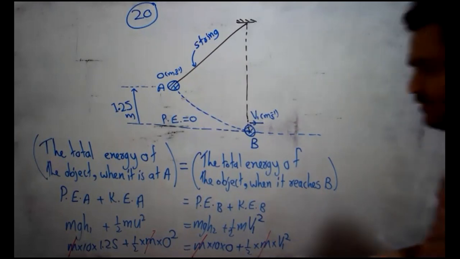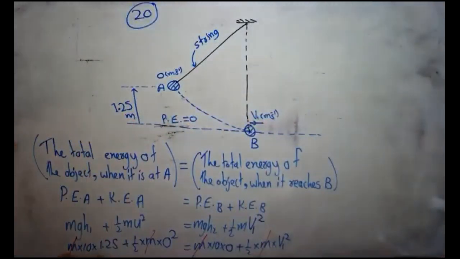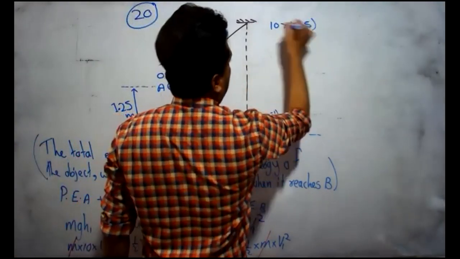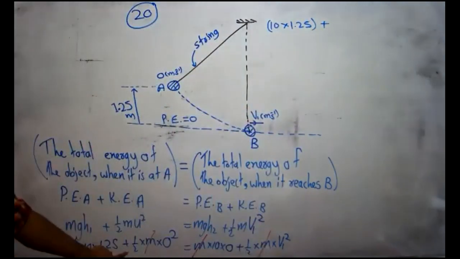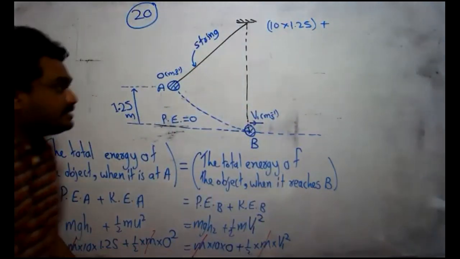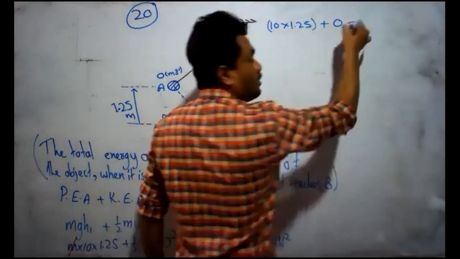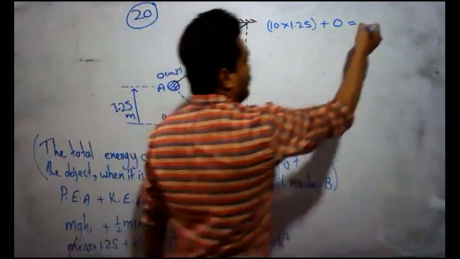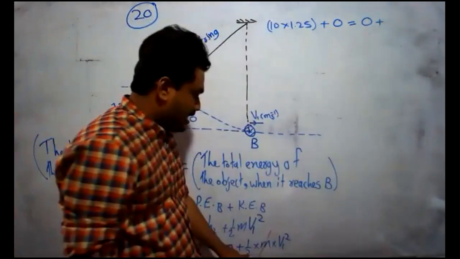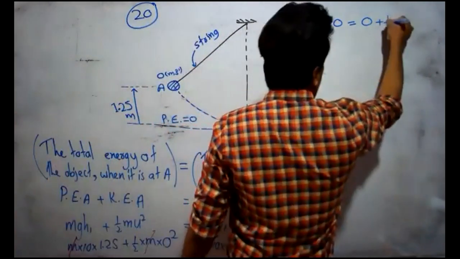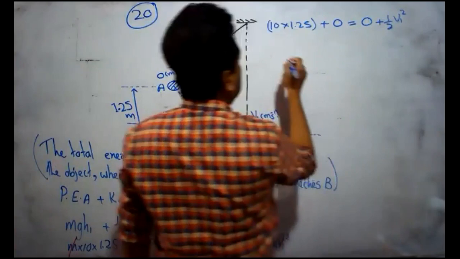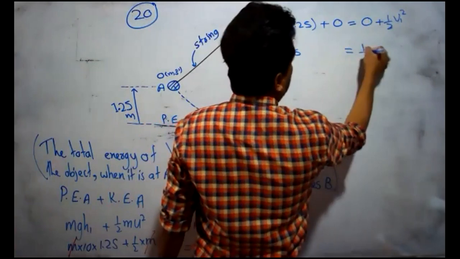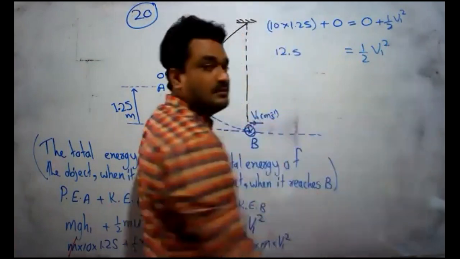So what are the remaining terms here? 10 into 1.25 is there, plus half into 0 squared. 0 into anything is 0. Equals 10 into 0, 0 into anything is 0, plus half into V1 squared. So 10 into 1.25 is 12.5 equals half V1 squared.